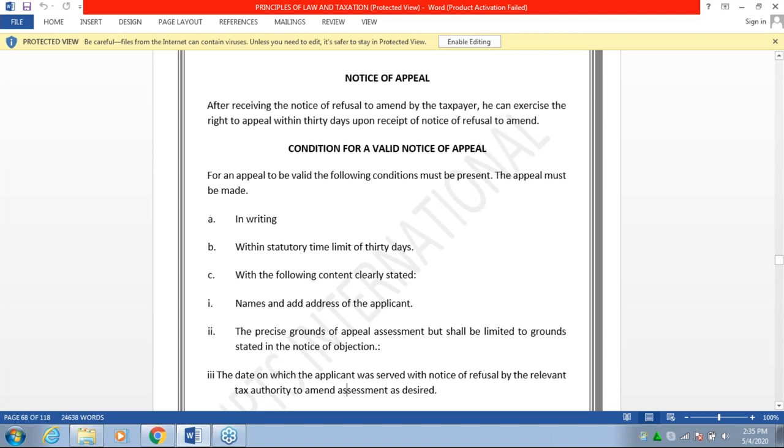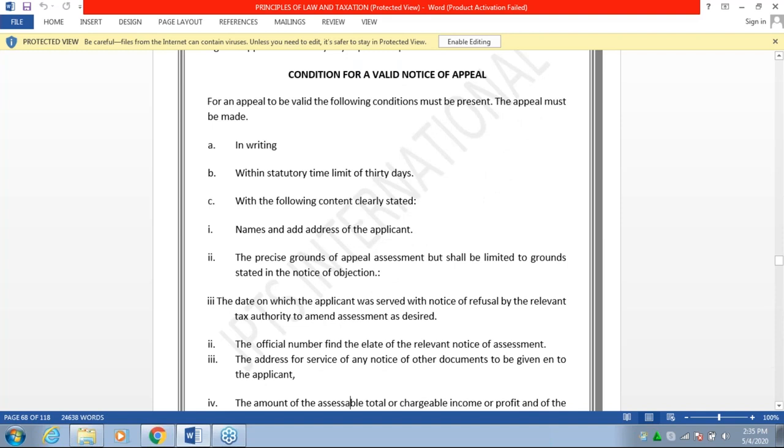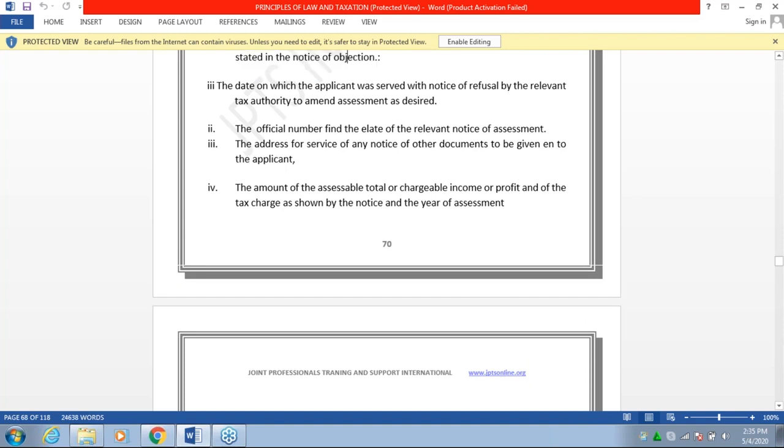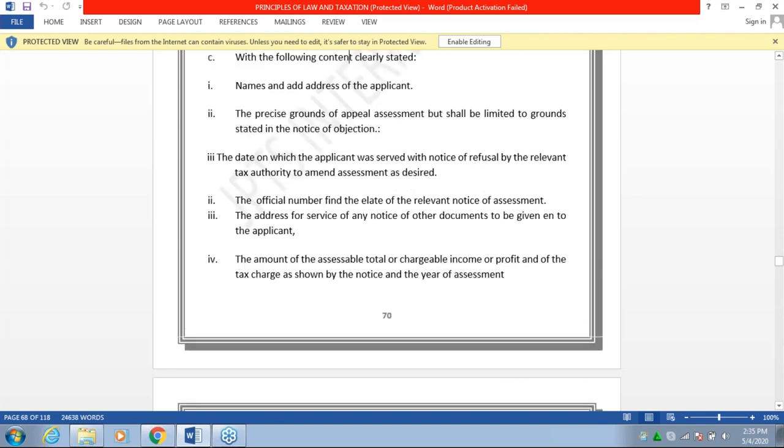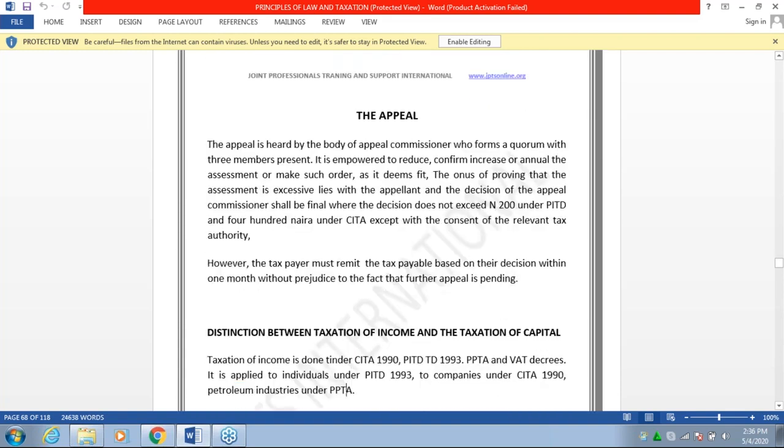One, name and address of the applicant, and the precise ground of the appeal against the assessment, which shall be limited to the grounds stated in the notice of objection. And at the same time, the date on which the applicant was served with notice of refusal by the relevant tax authority to amend the assessment as desired. And also the official file number and the date of the relevant notice of assessment. Then we can also talk of the address for service of any notice or other document to be given to the applicant, among the other ones.